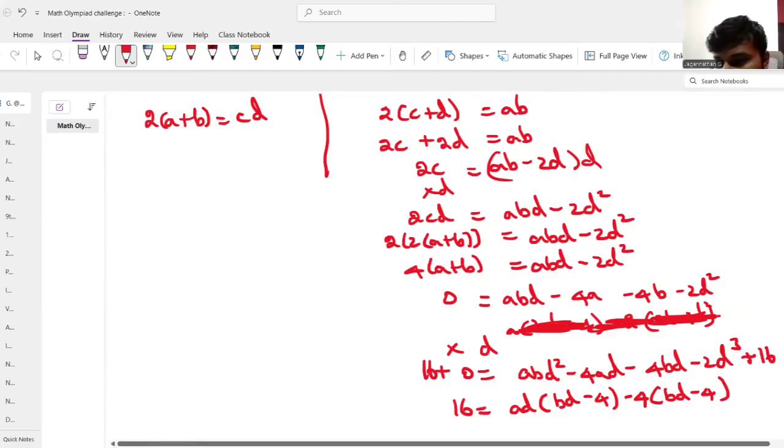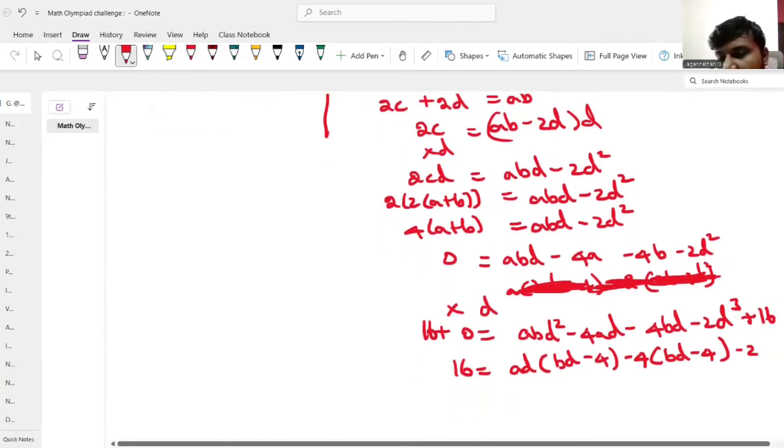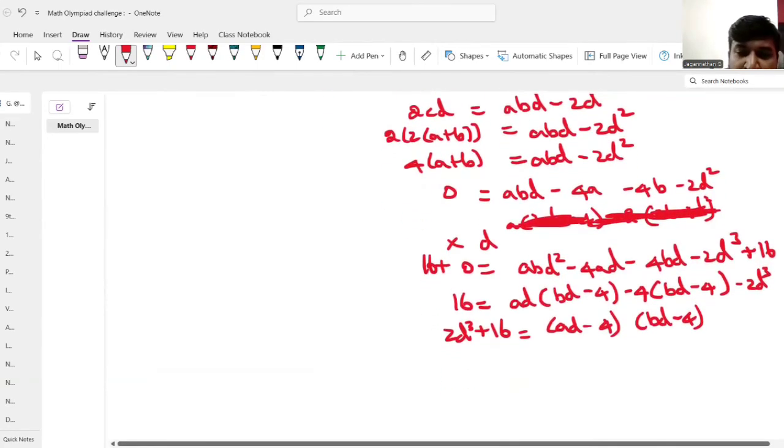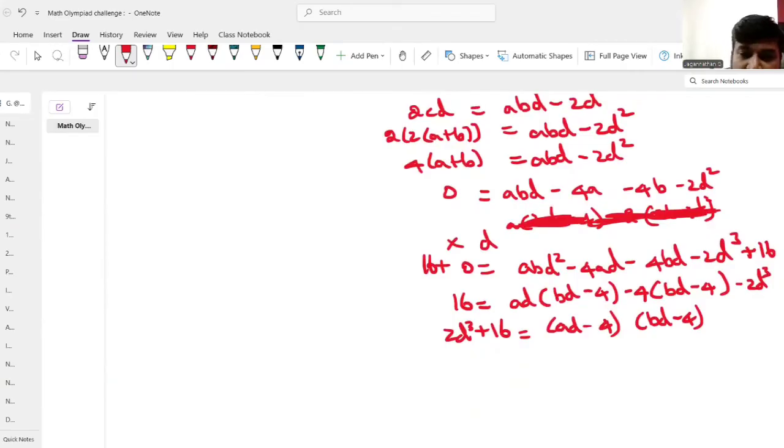So now the equation becomes like this. I'm getting 2D cube plus 16 is equal to, now you can notice BD minus 4 being common, BD minus 4 times AD minus 4. Now we are successful here because we got an equation in factorized form, and the left side is just a fixed numerical value, so I can start writing cases.